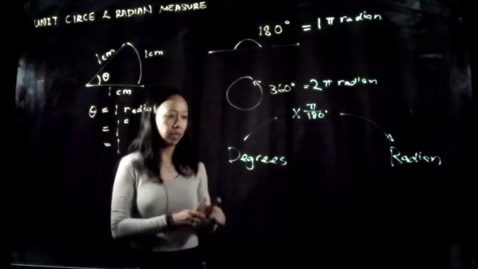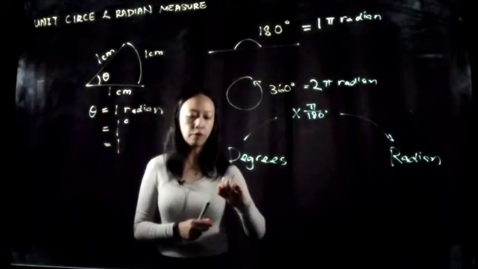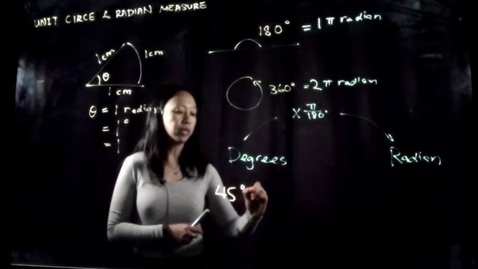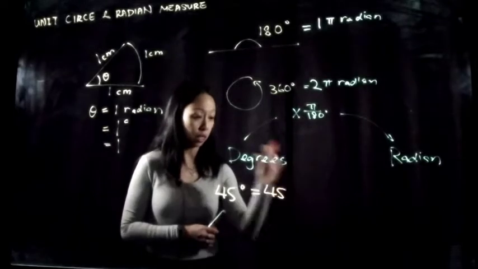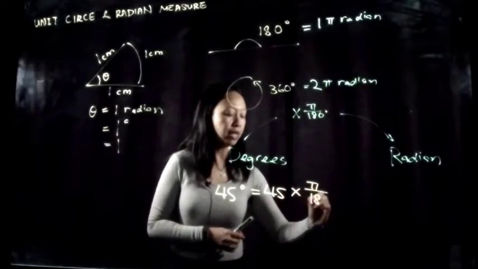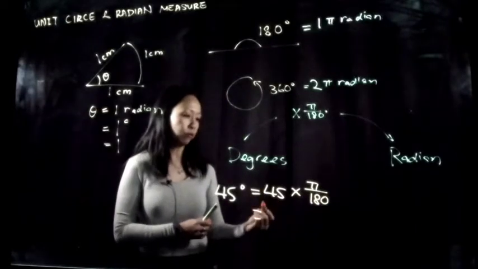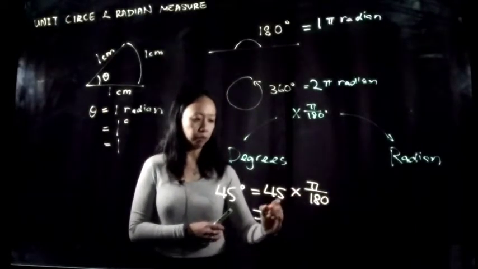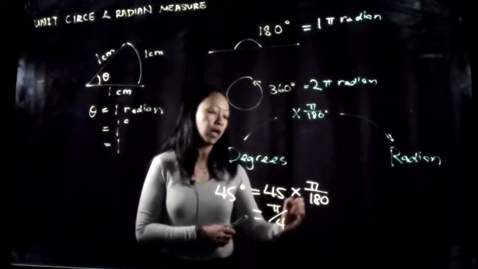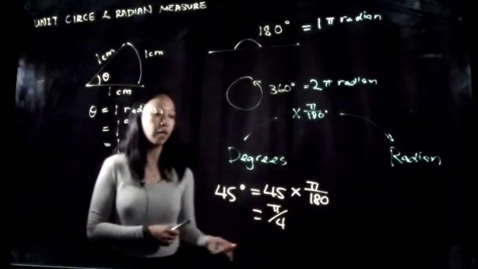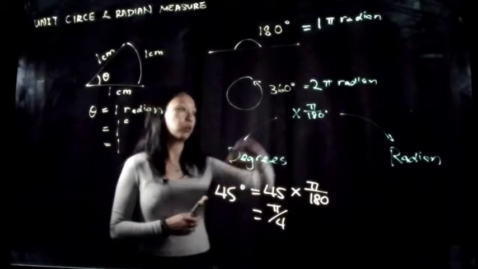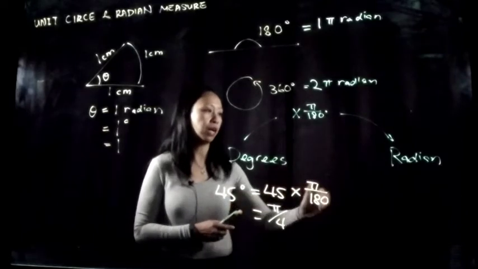What do I mean by that? For example, if I have 45 degrees, how do I convert this into radian? I need to take the value of the degree and times by pi over 180, and from there we have to simplify. So once simplified, this will be pi over 4 radian. If you want to write a c on top, that's okay. If you don't want to, that's fine as well. So from degree to radian, we need to times pi over 180.